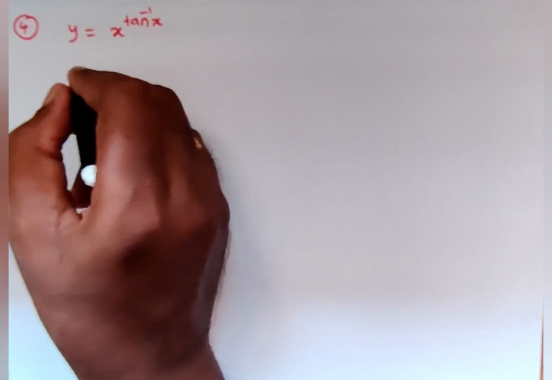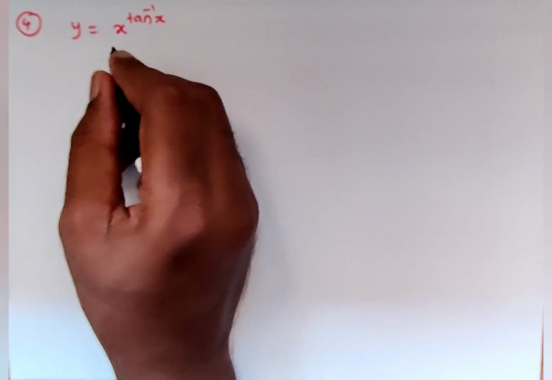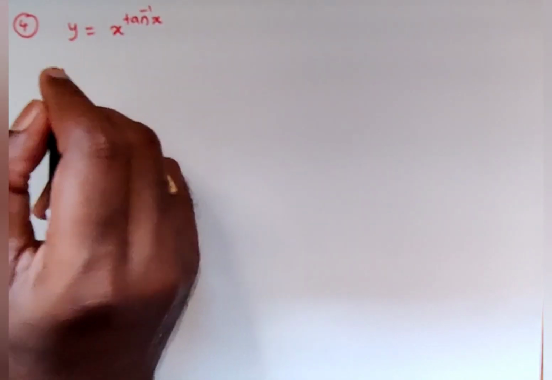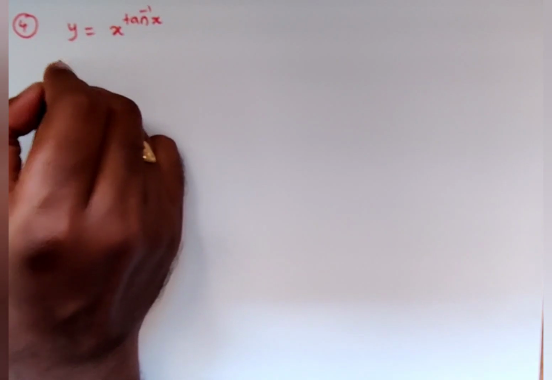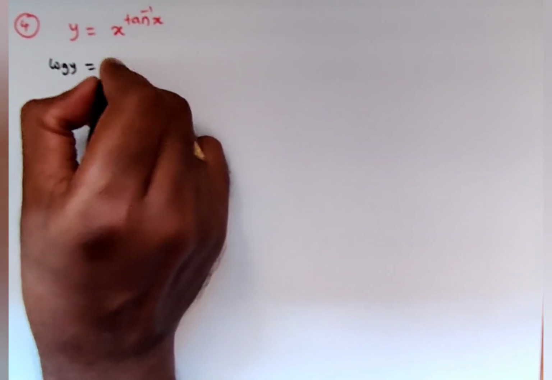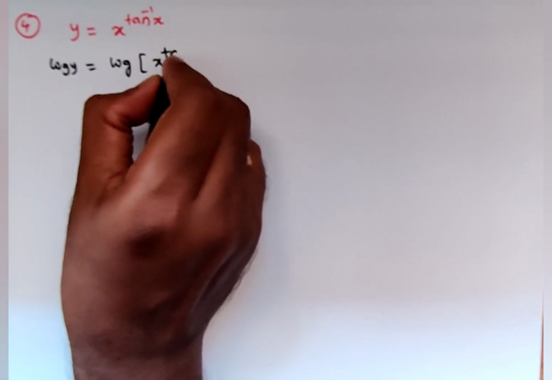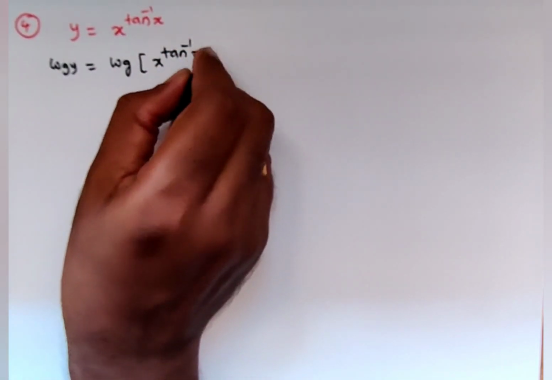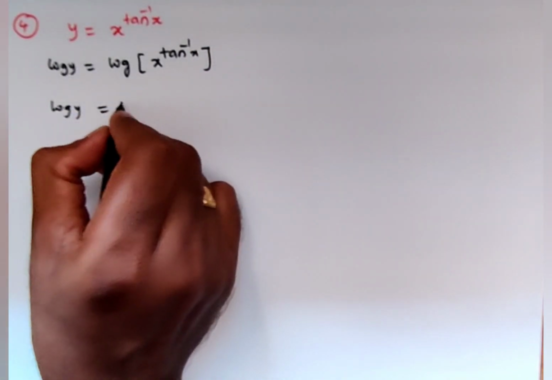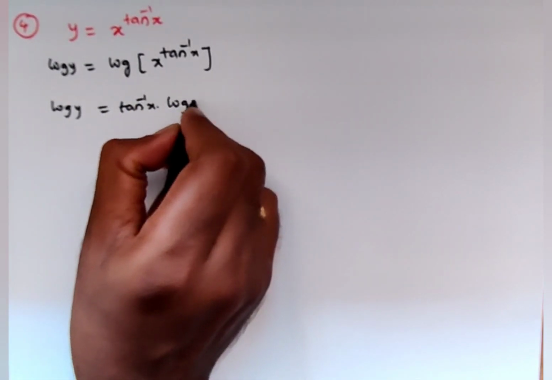Now the fourth problem, y equals x to the power of tan inverse of x. Again it is in the form of f power g, so better apply the logarithm on both sides. So log y equals the logarithm of x to the power of tan inverse of x. Now again it is a power rule, right? So we can write it as tan inverse of x into log x.